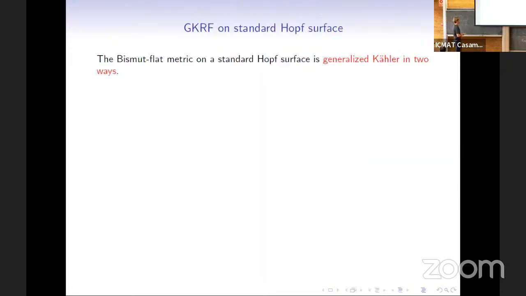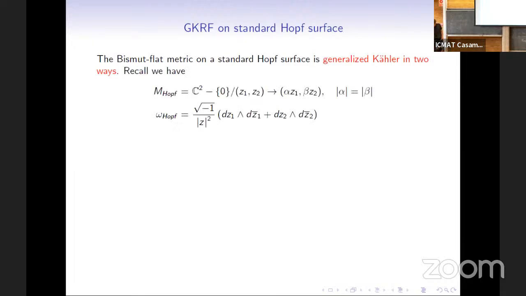Okay. So I want to state now a consequence for generalized Kähler geometry that comes out of this earlier result. A fairly well-known thing in this subject is that this Bismut flat structure on the standard Hopf surface that I discussed earlier is in fact generalized Kähler in two very different ways. So again, here's this definition of the standard Hopf surface, and here I write down the Hopf metric. This is explicitly what it looks like on C2.